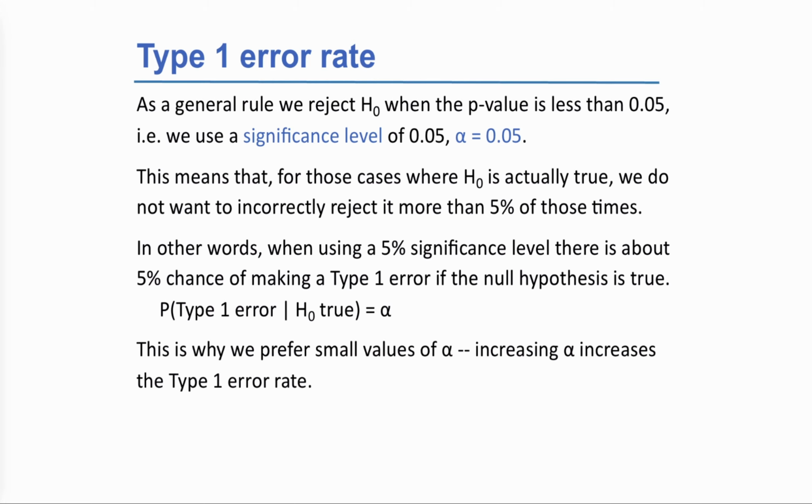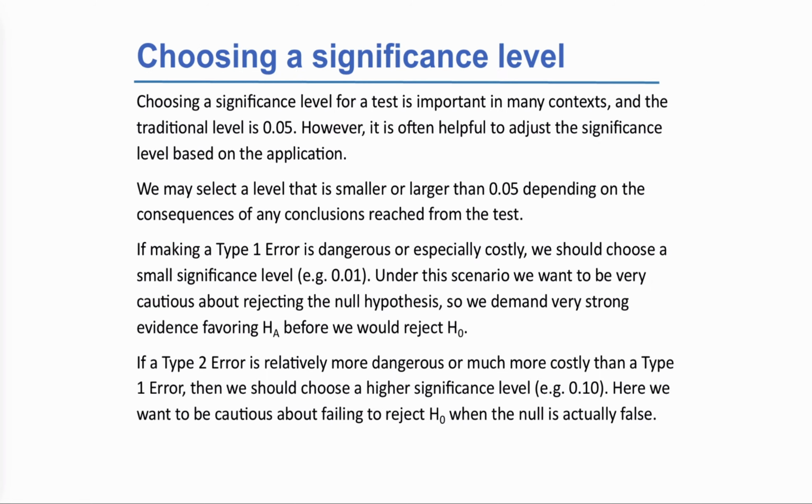So, that's why we prefer small alpha values. Increasing alpha increases the type 1 error rate. And we generally think that making a type 1 error is worse than making a type 2 error. I mean, neither of them are great, but this is usually considered to be the worst one. So, the traditional level for significance is 0.05, but we can adjust that based on the application.